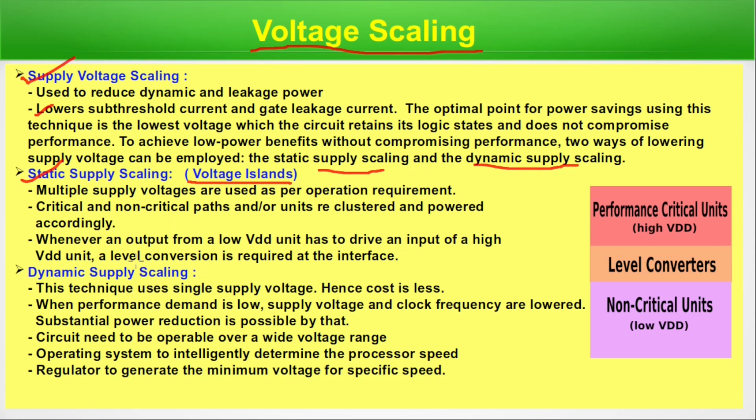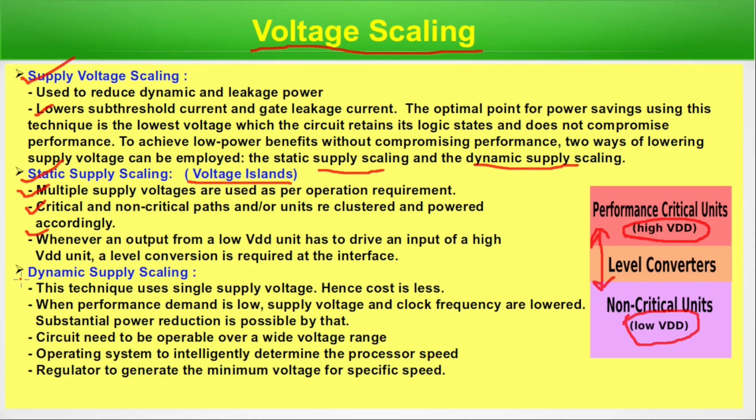Whenever an output from a low VDD unit has to drive an input of a high VDD unit, a level conversion is required at the interface. For critical units, high VDD is used. For non-critical units, low VDD is used, and in between, level converters are there because the VDD levels are different. The signal has to be level-shifted up, otherwise it cannot drive the input of a high VDD unit. So the level converters are inserted in between.